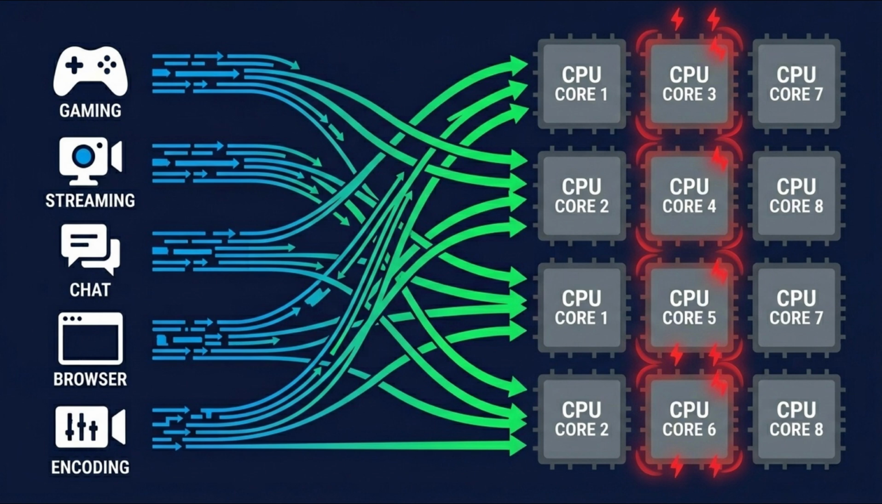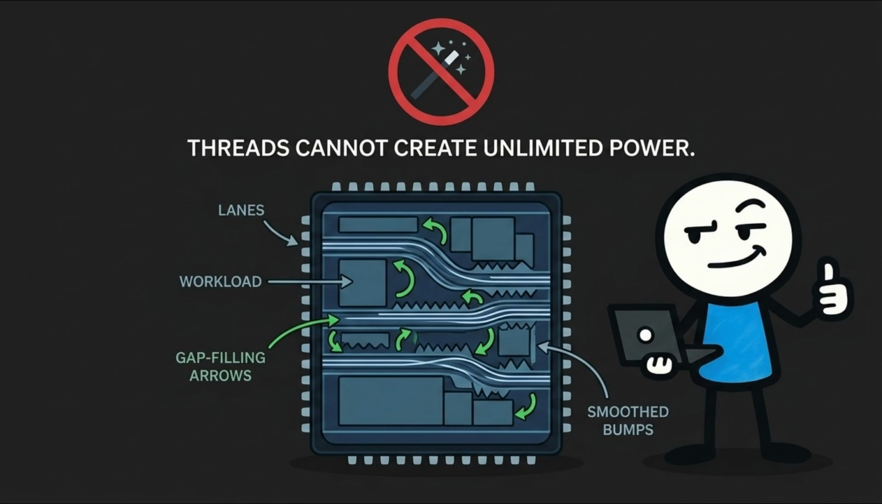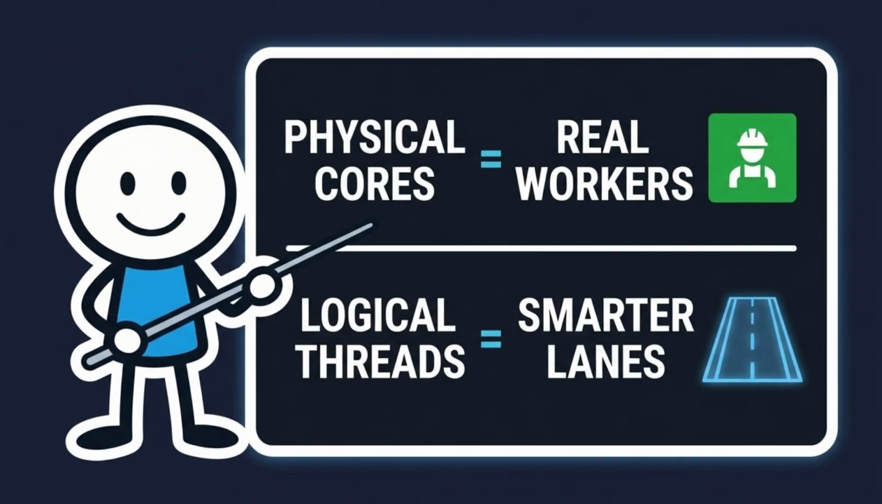Logical threads can help smooth things out, but they cannot create unlimited performance. So here is the rule. Physical cores are real workers. Logical threads are smarter scheduling lanes. The best CPUs use both well.